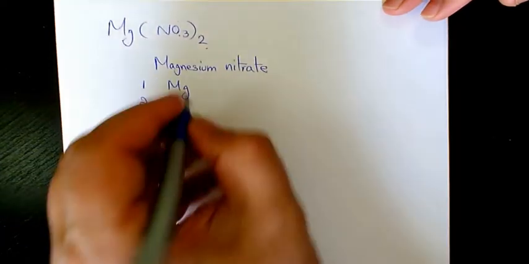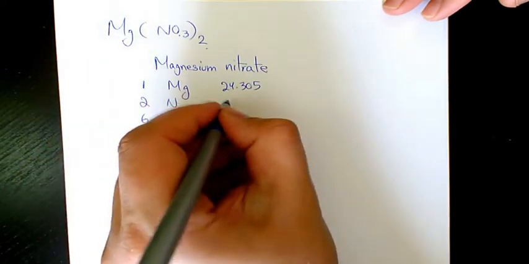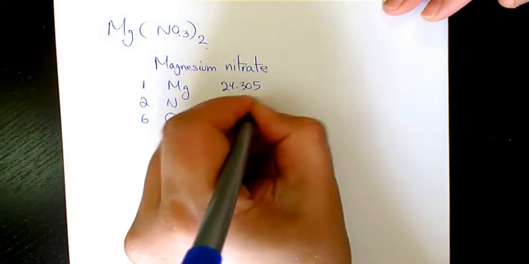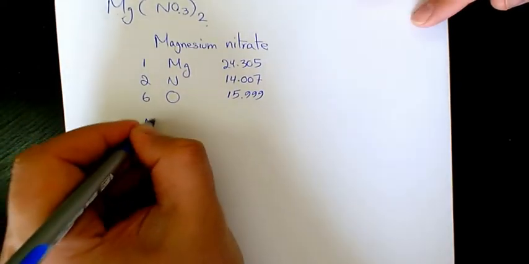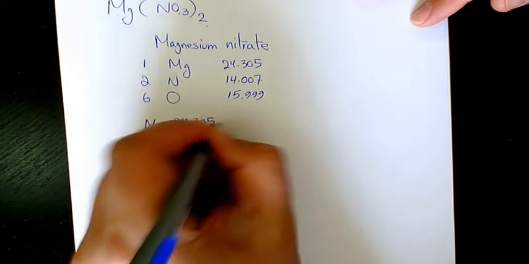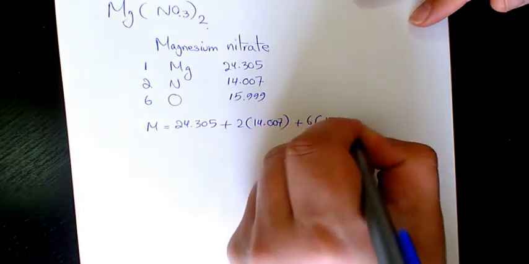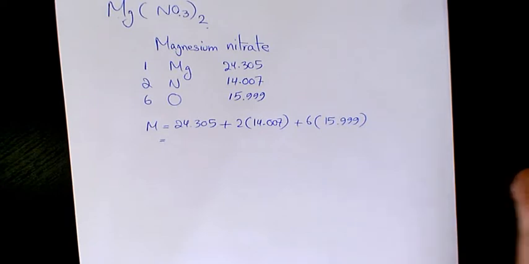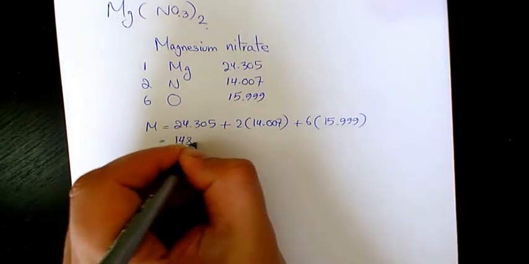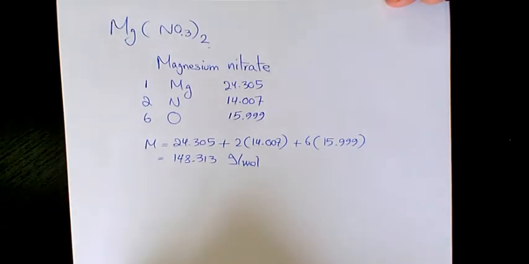3 times 2, 6. So atomic mass of magnesium is 24.305. Nitrogen is 14.007. Oxygen is 15.999. So that's going to be 24.305 plus 2 times 14.007 plus 6 times 15.999. It's going to be 148.313 grams per mole. That's the molecular weight or molar mass of magnesium nitrate.